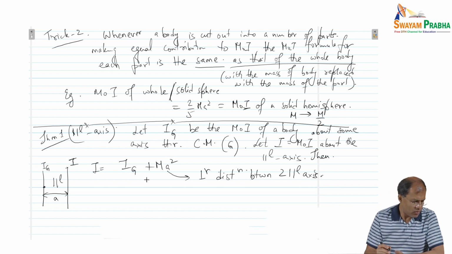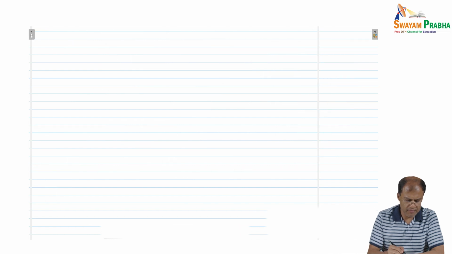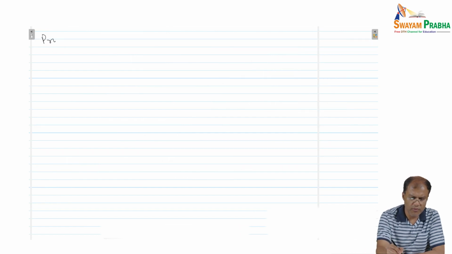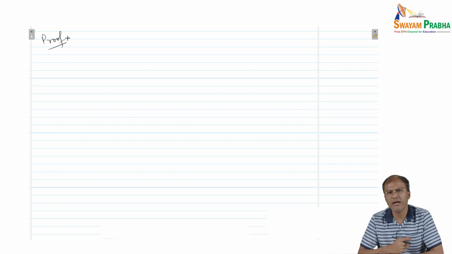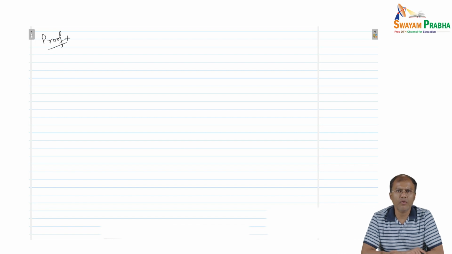Okay, so let us look at the proof of this result. The proof. So typically in multivariate calculus we introduce the parallel and perpendicular axis theorems, but we never introduce the proof. But in this course in SwayamPrabha we get a chance to see the proof of these two theorems. Very vital and very crucial results for our rigid body dynamics.